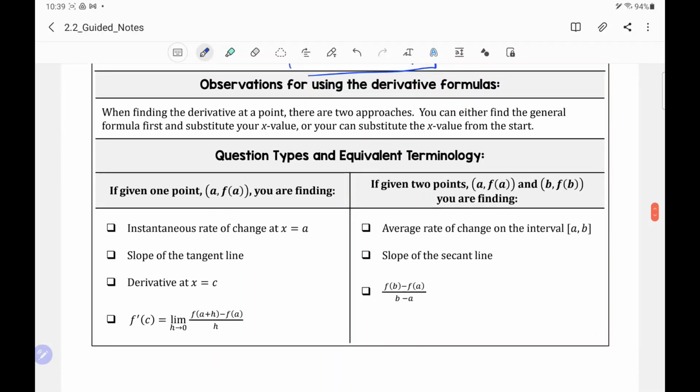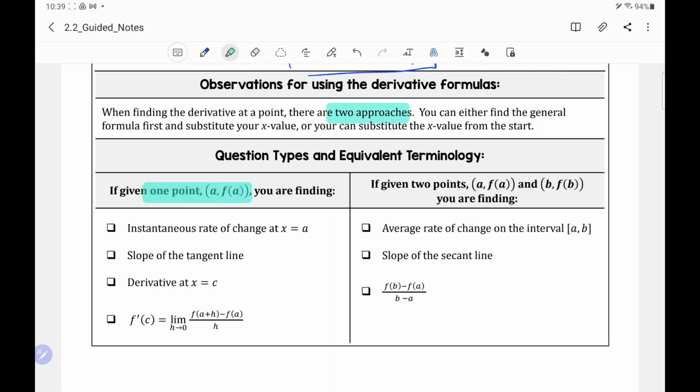This isn't really any work, but let's read through it real quick. Observations for using the derivative formulas. When finding the derivative at a point, there are two approaches. You can either find the general formula first and substitute your x value, or you can substitute the x value from the start. So just keep that in mind. All it's saying is that you can plug in first and then simplify, or you can do the x plus h or whatever you're using and plug in at the end, okay? And then also down here we've got question types and equivalent terminology. The point of this part is just to help us see when might we use a certain formula.